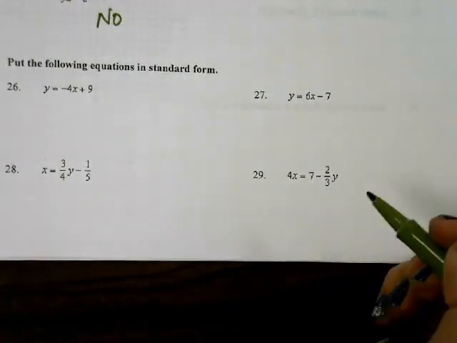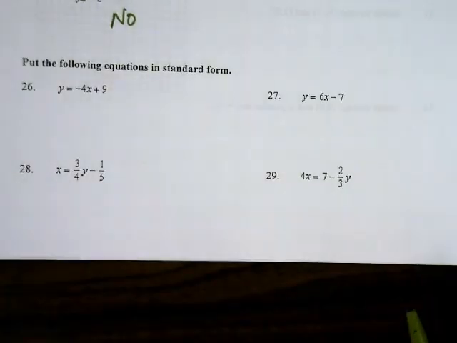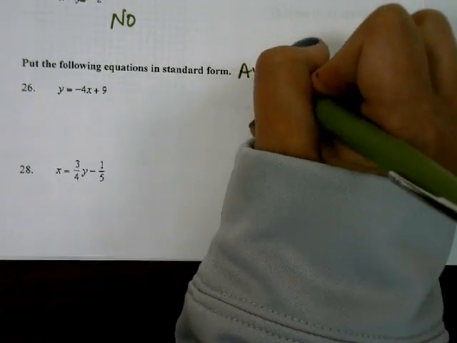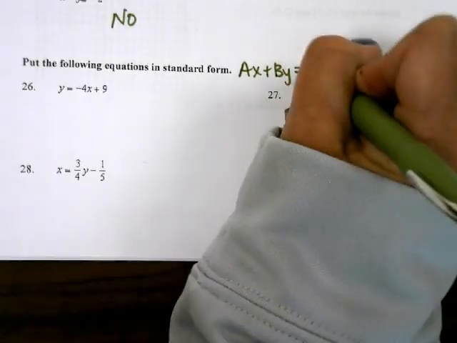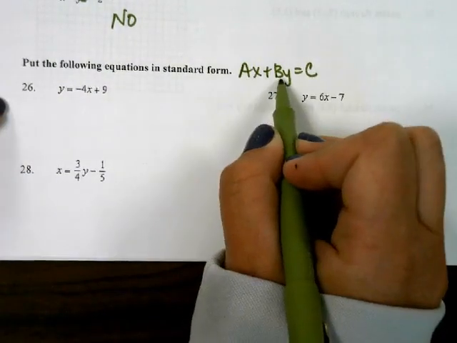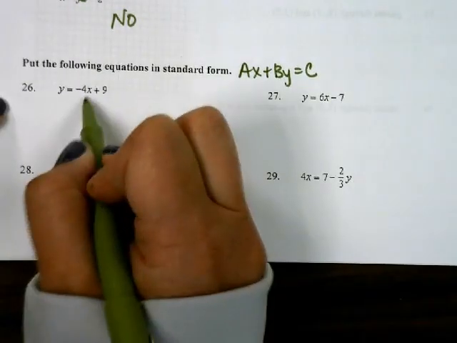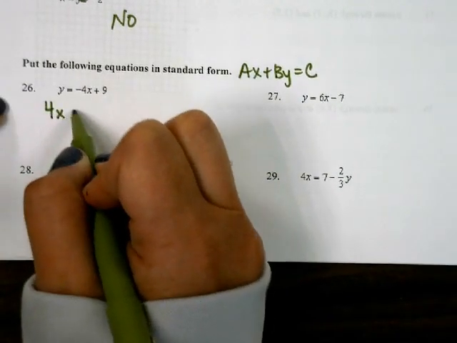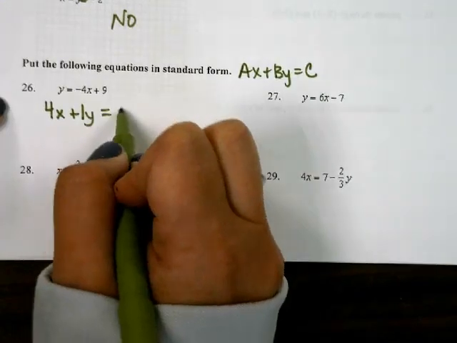Right? 26 says, put the following in standard form. Standard form is ax plus by equals c. So I need my x and my y on the same side. A and b have to be integers, and we like a to be positive. So if I add 4x to the other side, I get 4x plus 1y equals 9, or 4x plus y equals 9.